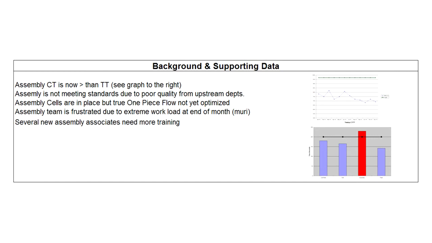The next step in the A3 process saw the Treetop team provide some background and supporting data to better define the problem. To start, the team noted that their cycle time for the assembly process was now greater than takt time, as shown in a graph in the lower right-hand section. Next, the team noted that their assemblers were not meeting standards due to poor quality. Again, they shared a graph that shows their actual performance versus the target. Next, while the Treetop team has worked hard to organize work cells in the assembly department, they recognize that material is not flowing as smoothly as it should. And finally, they noted that the assembly team is frustrated due to end-of-the-month spikes, which is even more difficult to deal with since several new associates have been brought on.